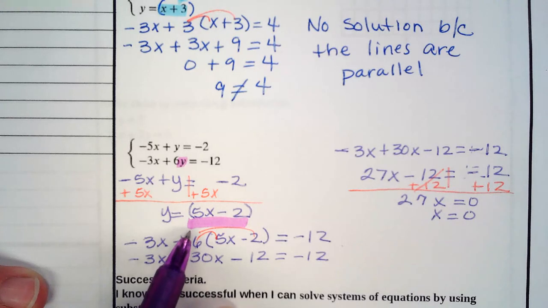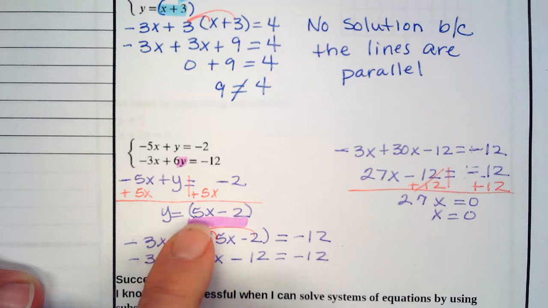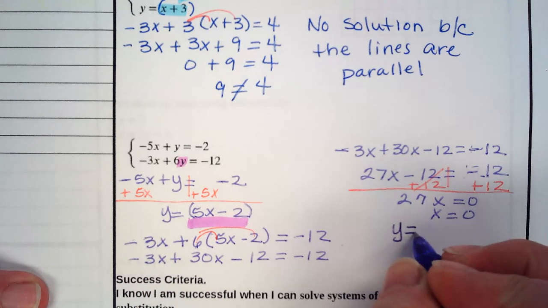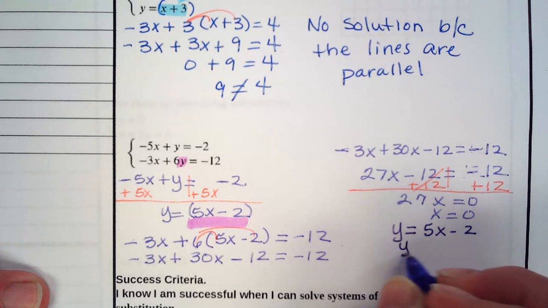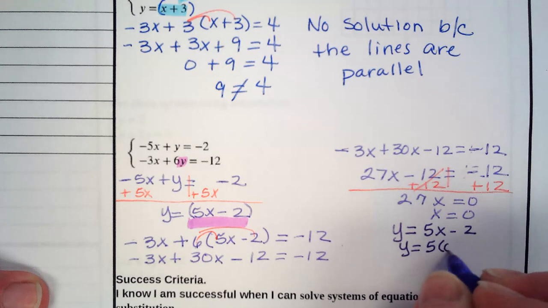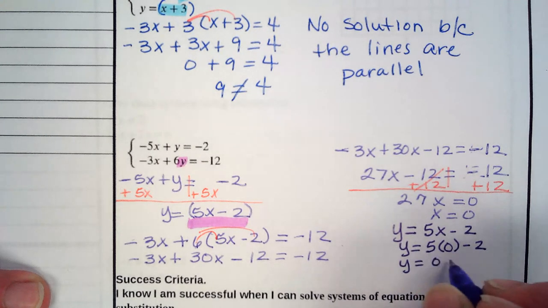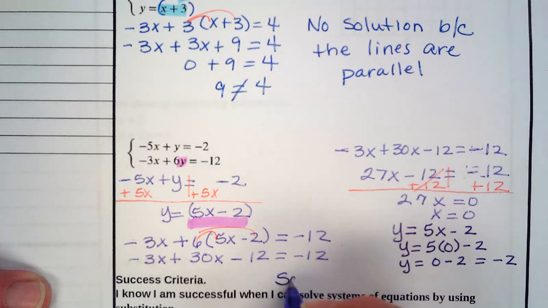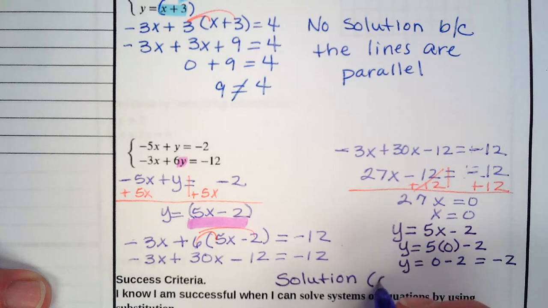Okay, I've got to find y. So I'll use this equation where I've actually solved for y. Y is equal to 5x minus 2. Y is equal to 5 times 0 minus 2. Y is equal to 0 minus 2, which is equal to negative 2. So my solution is the point 0, negative 2.